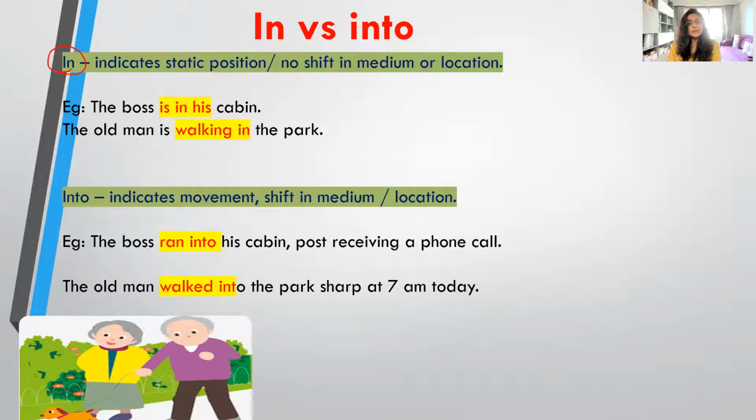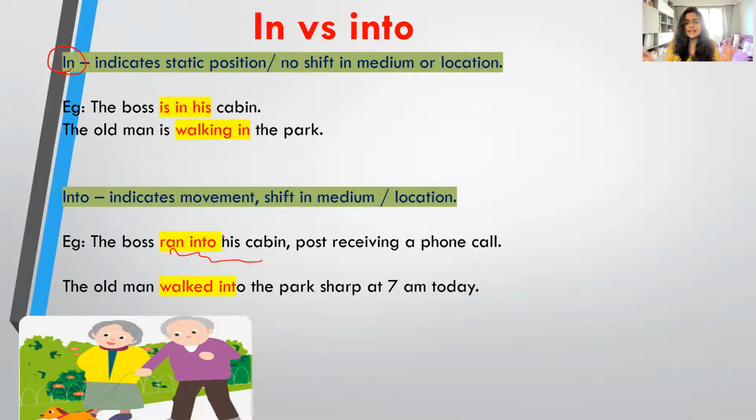But the moment I say the boss ran into his cabin or walked into his cabin, what does this indicate? This indicates that there is a shift in the location, which means previously the boss was outside. Then he received a phone call and ran into his cabin. He rushed into his cabin. He walked into his cabin. So this involves a shift in location, a movement.